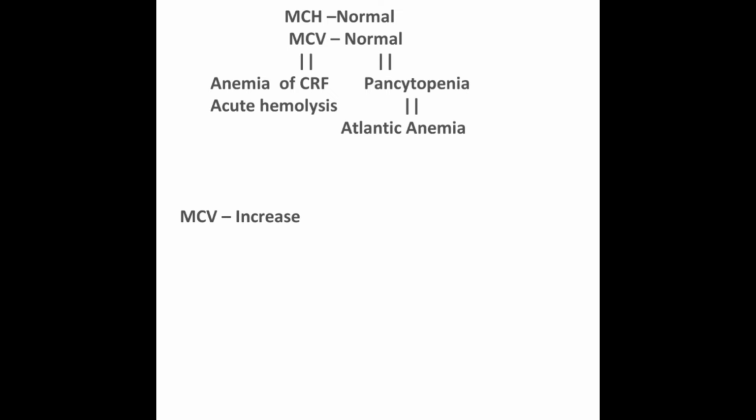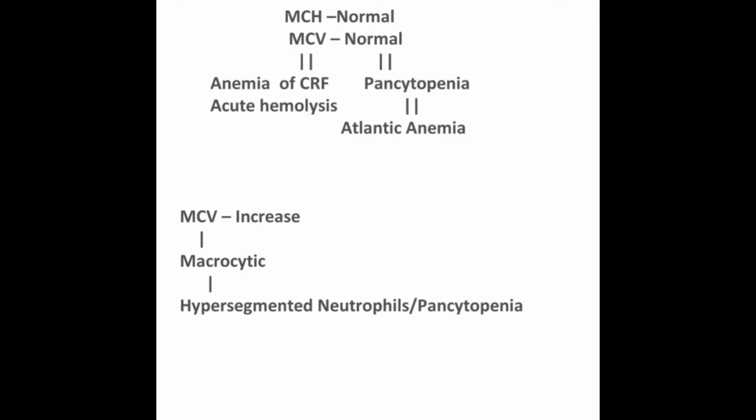If MCV is increased, it is macrocytic anemia. If it is associated with hypersegmented neutrophils, it is megaloblastic anemia.